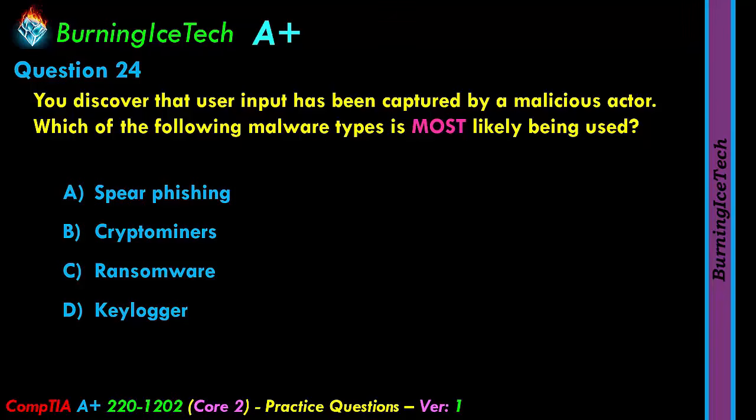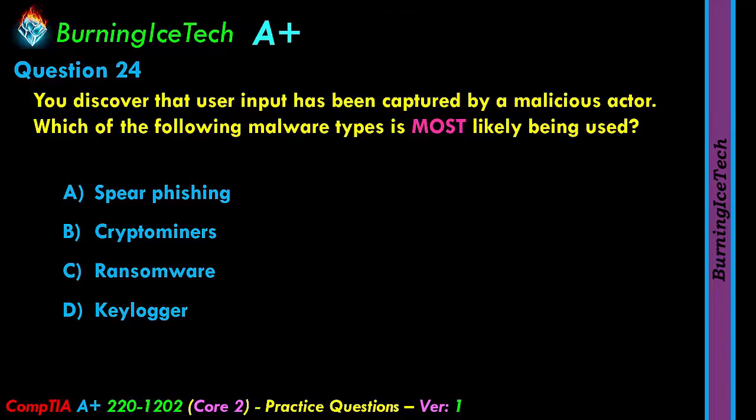Is it spear phishing? No. Phishing is to try and trick the user into giving information. Spear phishing is to try and trick a specific user into giving information. But it's not capturing users' input. Is it crypto miners? No. Crypto miners are machines, normally very high performance machines, that are used to go and solve cryptographic algorithms in exchange for, well, cryptocurrency, something like Bitcoin. So they solve these very complicated mathematical algorithms, and by doing so they get rewarded with cryptocurrency like Bitcoin. So it's definitely not A, it's definitely not B.